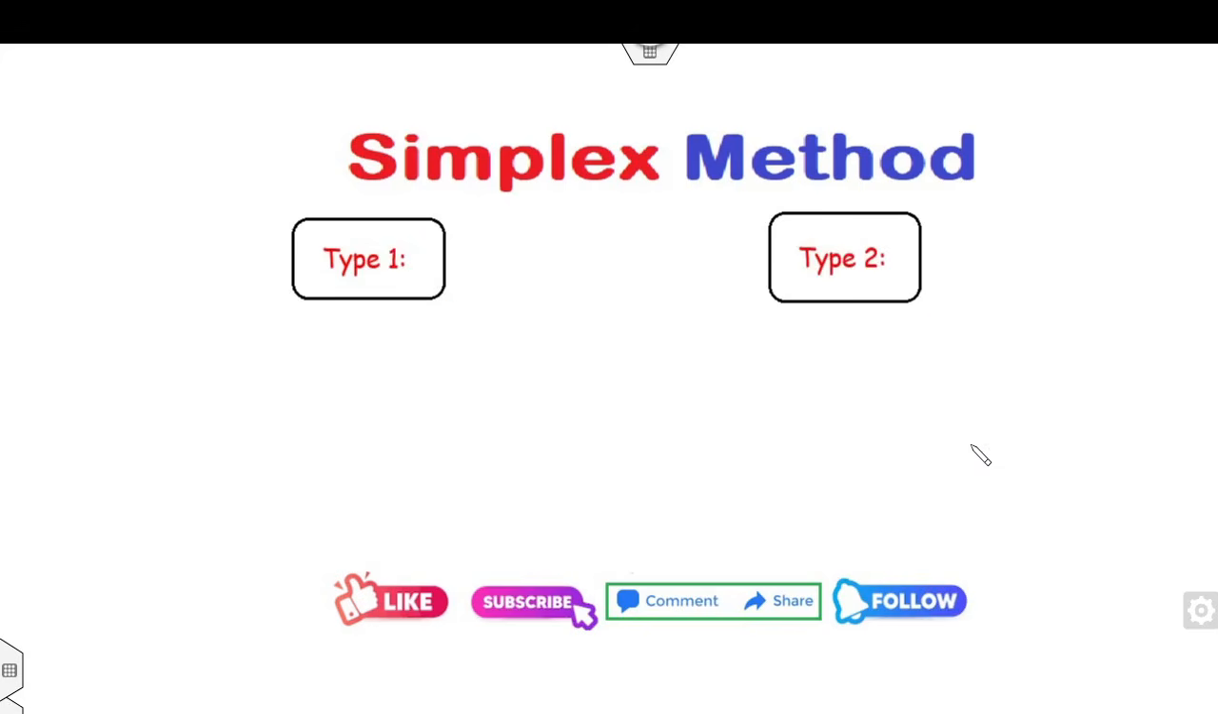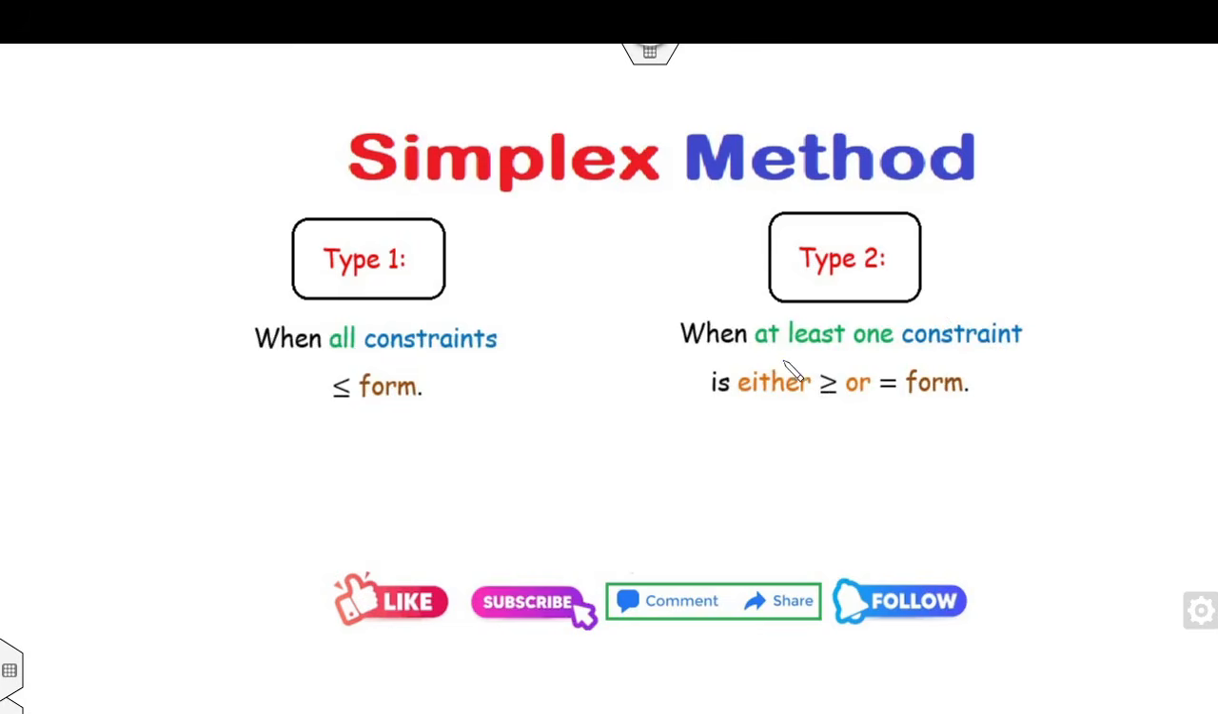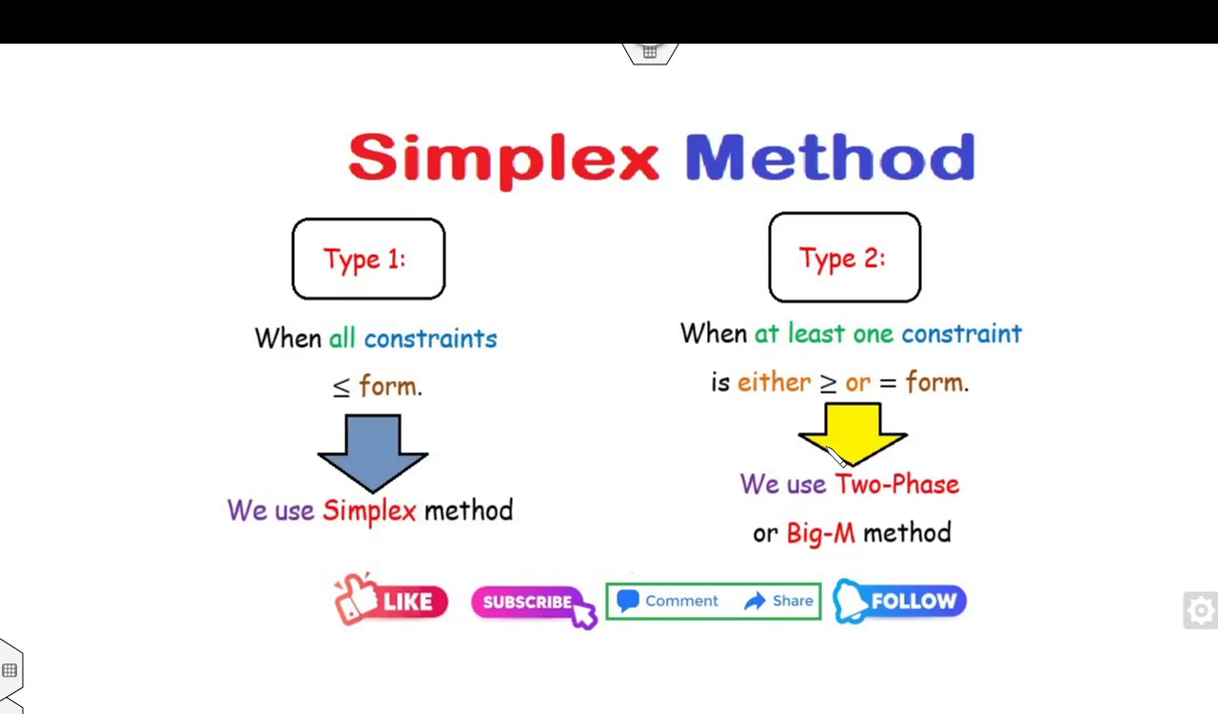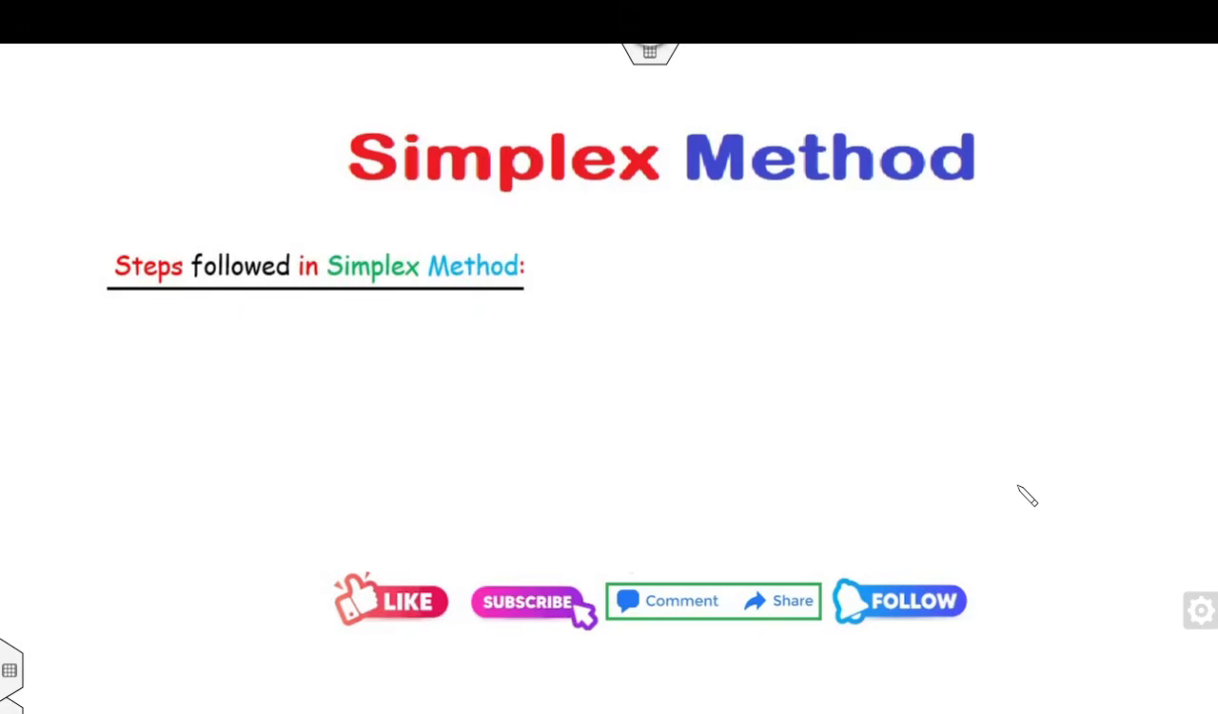Now, the most important thing is that the simplex method is of two categories. Type 1 is when all the constraints have the less than or equal to sign, while type 2 is when at least one constraint has the greater than or equal to sign. Whenever all the constraints are less than or equal to, we apply the simplex method, while in the other case we can apply either the big M method or the two-phase method. The process is simple in both cases. What are the steps we can follow?